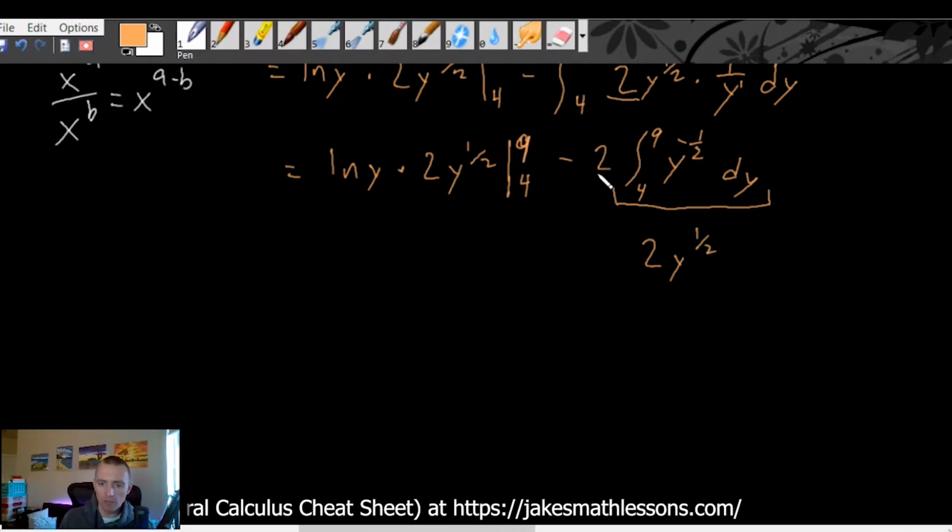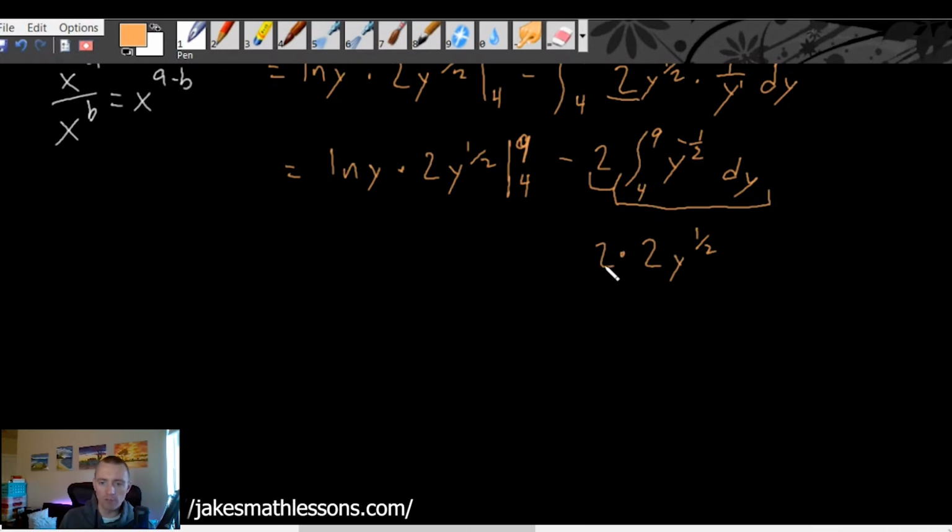And we do still have this 2 out here, right? It was 2 times that integral. We know the integral itself is equal to 2y to the 1/2. So we're going to have 2 times 2y to the positive 1/2. That's going to be minus. All this is going to stay the same. And now let's think about this.